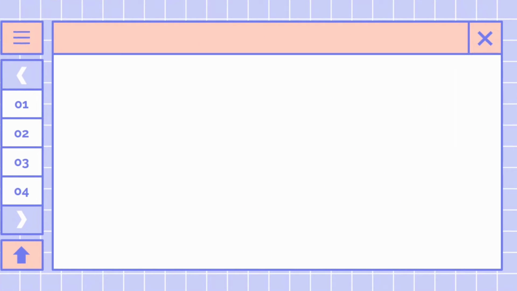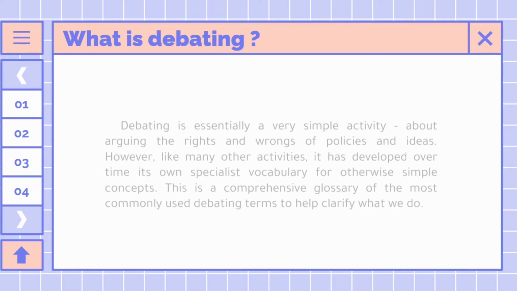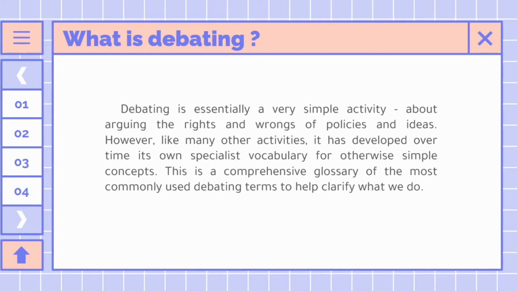What is debating? Debating is essentially a very simple activity about arguing the rights and wrongs of policies and ideas. However, like many other activities, it has developed over time its own specialist vocabulary of otherwise simple concepts. This is a comprehensive glossary of the most commonly used debating terms to help clarify what we do.